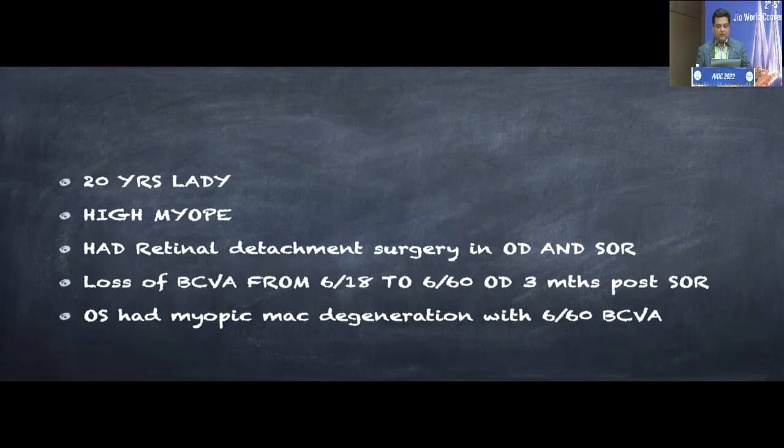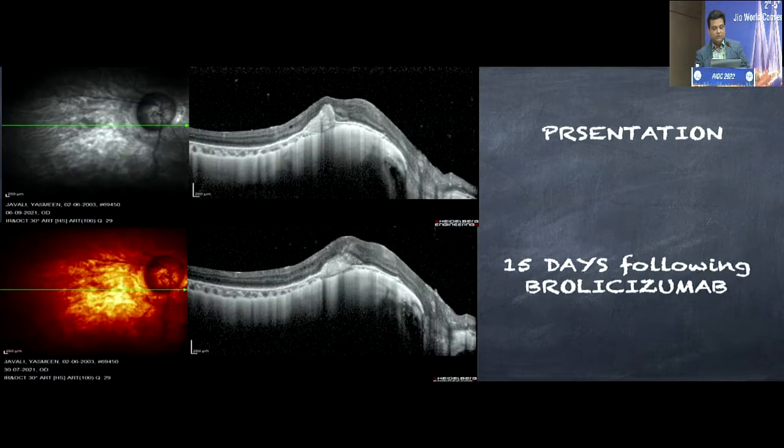In case 2, this is a very interesting 20-year-old young lady who was a high myope and had come with a history of retinal detachment for which I had operated long back. Following silicone oil removal, her vision dropped, which she had regained to 6/18. It dropped to 6/60, and 3 months post silicone oil removal, I could see a myopic CNVM in this case. It was an already vitrectomized eye, so it was very interesting for me to see what should be done. This was the picture when it presented.